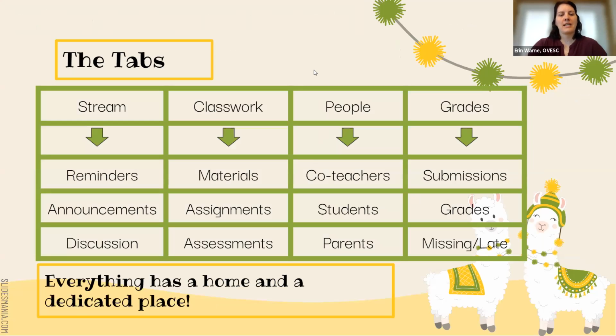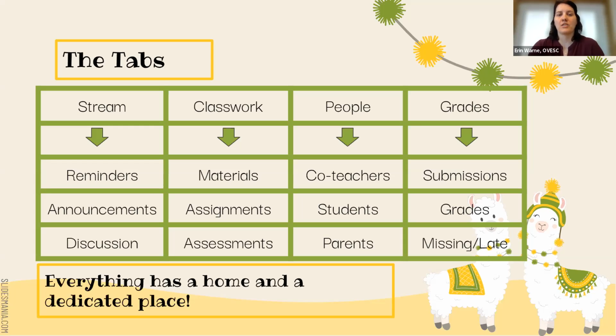Now the tabs is kind of, everything has a home and a dedicated place, and from the tabs, you can work from there of where you need to go to certain places. So for example, the first tab that we come to is the stream. I like to think of the stream as my announcement page. So you can set up reminders, you can set up announcements, classroom discussions. This isn't a place that you're going to put any work. This isn't a place where you assign work. It's just like, hey, remember, library books are due at the end of the month, or next week is Spirit Week. Don't forget to dress up. That's kind of what you put in your stream, just like your daily announcements.